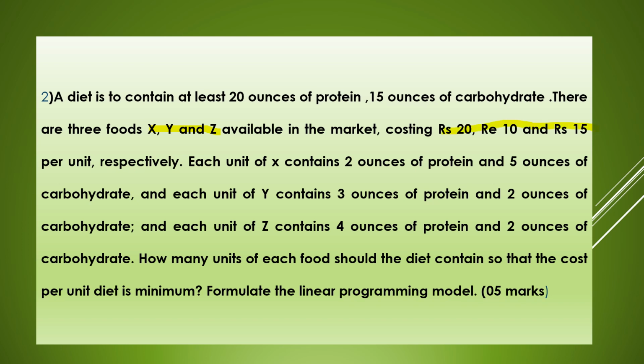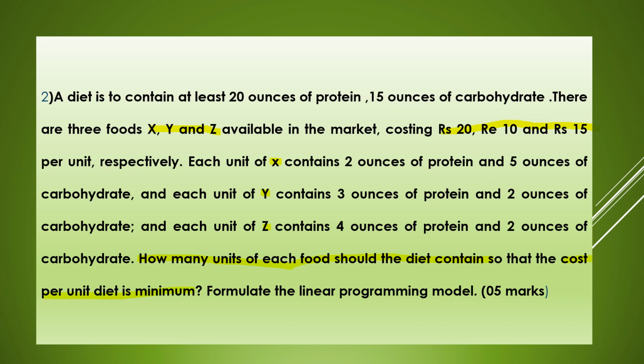Each unit of X contains 2 ounces of protein and 5 ounces of carbohydrate. Each unit of Y contains 3 ounces of protein and 2 ounces of carbohydrate. And each unit of Z contains 4 ounces of protein and 2 ounces of carbohydrate. The question asks how many units of each food should the diet contain so as to minimize the cost.